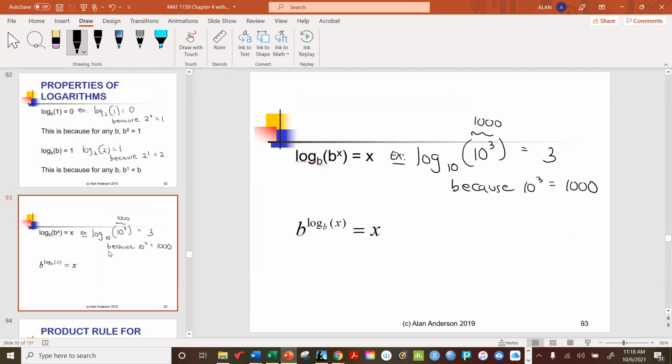And now look at this disaster. 10 raised to the log base 10 of, let's say, 1,000. Or let's leave it as 10 to the third power.